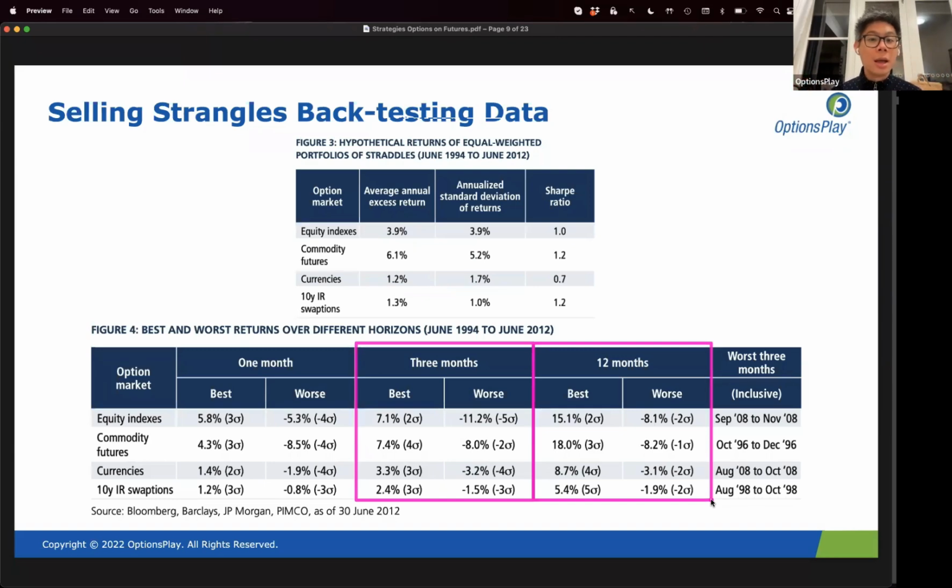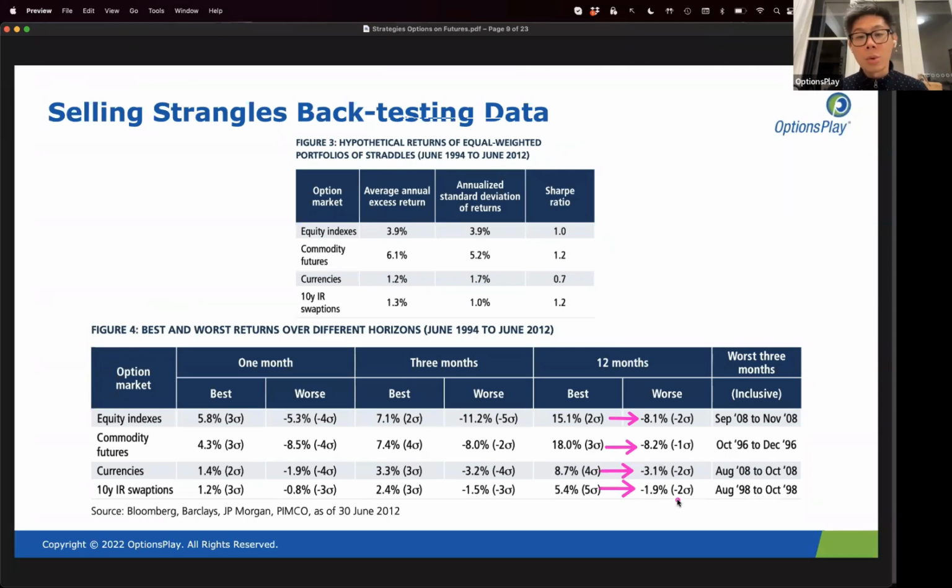The tail event is something external happens, a black swan event happens that causes your short strangle to see some fairly substantial losses on one side. But if you kept doing the next month and kept doing it and kept trading the strategy, this is really where the tail risk starts to look substantially better. Over a 12-month period, what you start to see is that the best returns substantially outweigh the worst months over a longer period of time. And this is really the benefit to this type of strategy over the long run.